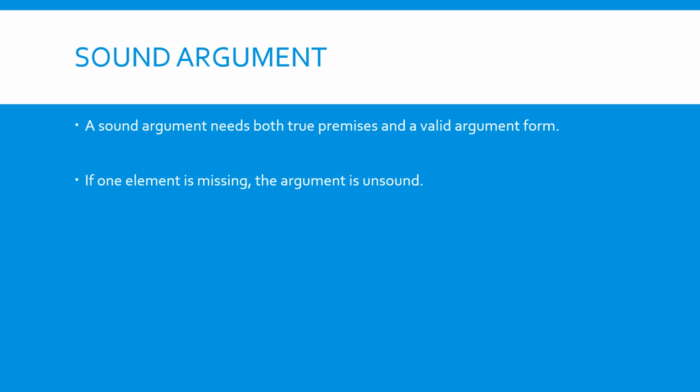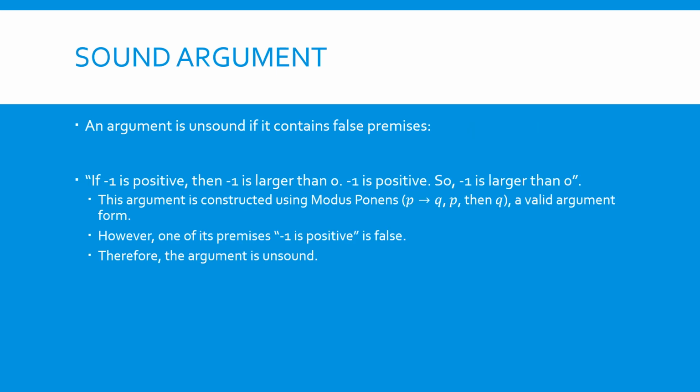Finally, I would like to emphasize that to make a sound proof, we need all true premises and a valid argument form. If one element is missing, we will not be able to make a sound proof. For example, see what happens if we have some false premises. Consider this proof. If -1 is positive, then -1 is larger than 0. -1 is positive, so -1 is larger than 0.